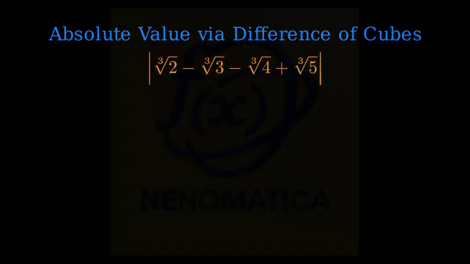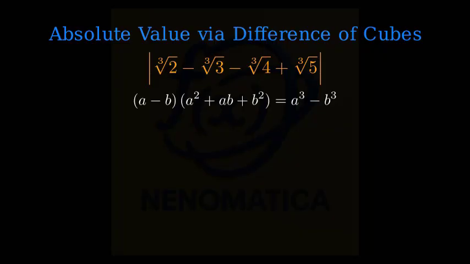In this lesson, we will evaluate the absolute value of a radical expression using a clean algebraic comparison. The goal is to simplify the absolute value of cube root of 2 minus cube root of 3 minus cube root of 4 plus cube root of 5. Step 1. We will use the classic identity for the difference of cubes.